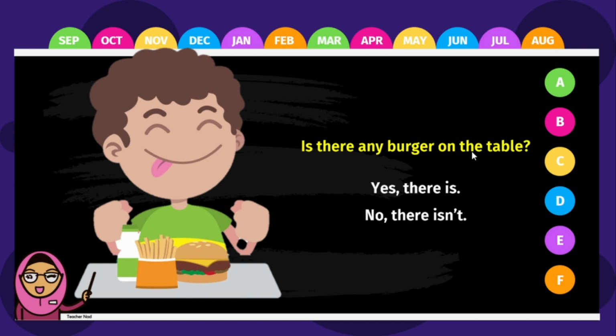Is there any burger on the table? Okay, is there any burger here? Of course, this is burger. Burger on the table. So the answer is yes, there is. Okay. Is here. So kena is dekat sini.